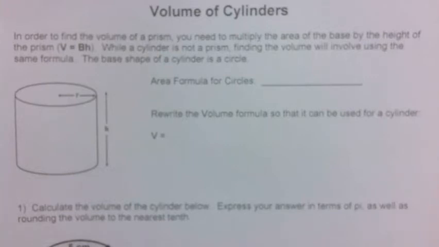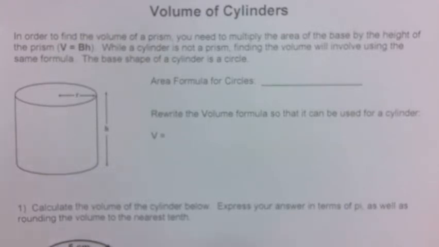In today's lesson, we're going to begin by finding the volume of cylinders. In order to find the volume of a prism, you need to multiply the area of the base by the height of the prism. That uses the equation V equals capital B times H, where B represents the area of the base. While a cylinder is not a prism, finding the volume will involve using the same formula.